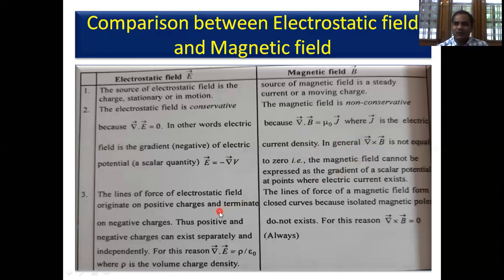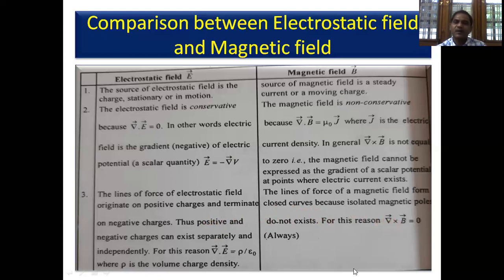Electric lines of force are open curves. The magnetic lines of force are closed curves. So there exist positive and negative charges separately, but free north pole and free south pole do not exist. Individual charges, either positive or negative, exist in nature. Monopoles do not exist in nature. Here del bar dot B bar equals 0 in the case of magnetic field.